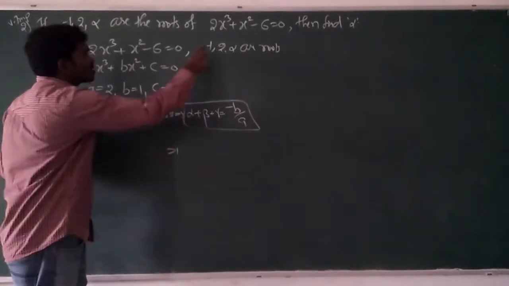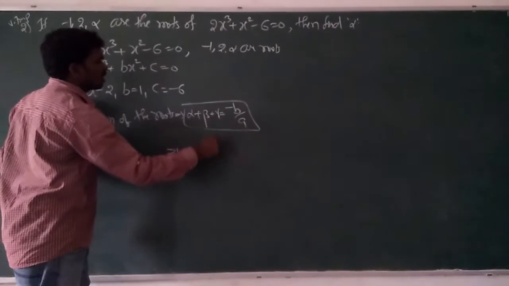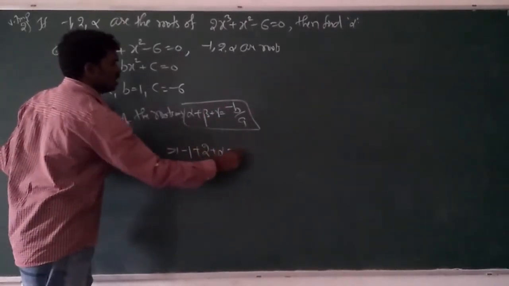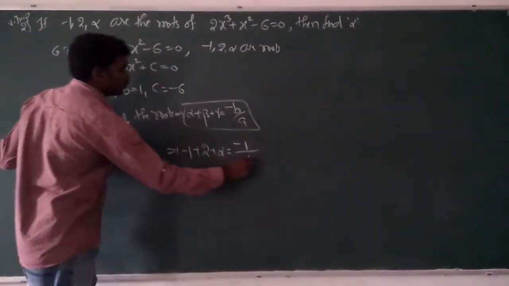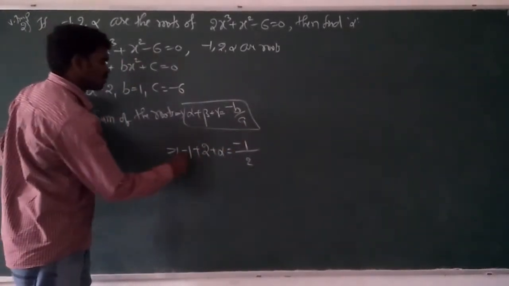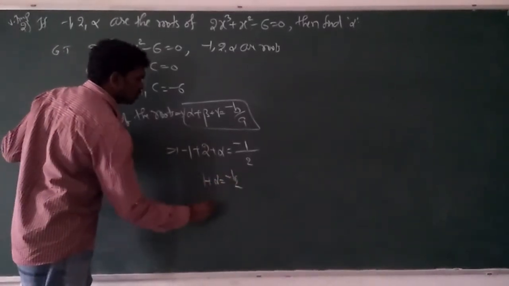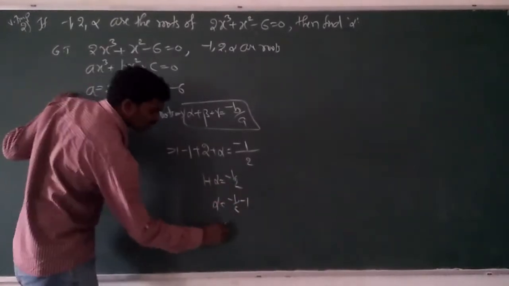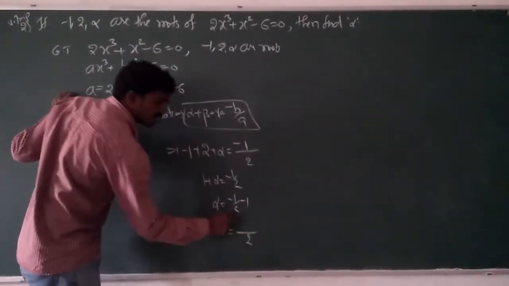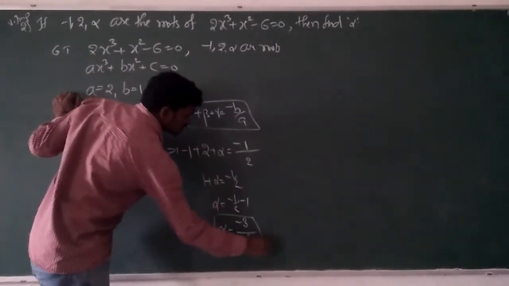Here alpha means first root, minus 1, plus beta means second root, 2, and gamma means third root, alpha, is equal to minus b by a, minus 1 by 2. So by solving this we can get the answer. Minus 1 plus 2, how much? 1 plus alpha equal to minus 1 by 2. Then alpha equal to minus 1 by 2 minus 1, 2 is the denominator, minus 3 by 2. So this is the answer.